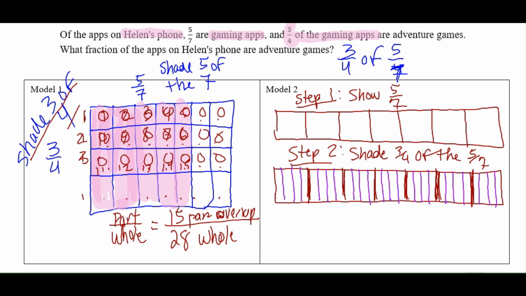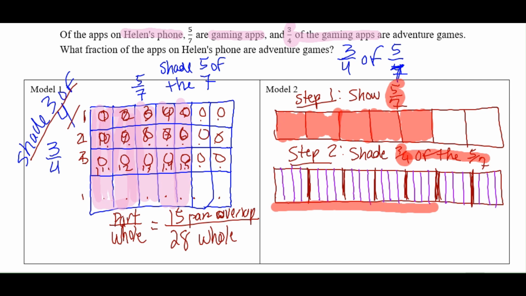And I'm actually going to go back to step 1 because I need to shade 5 of the 7. So this is 1 of the 7, 2 of the 7, 3 of the 7, 4 of the 7, 5 of the 7. So I'm only going to work from here to here. If I'm shading 3/4 of the 5/7, no need to work over here in these last 2 boxes. So now I need to shade 3/4 of the 5/7.